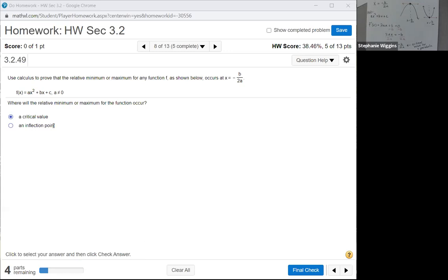Okay, so what's the difference between a critical value and an inflection point? A critical value is when the first derivative is equal to 0. An inflection point is when the second derivative is equal to 0. Okay.